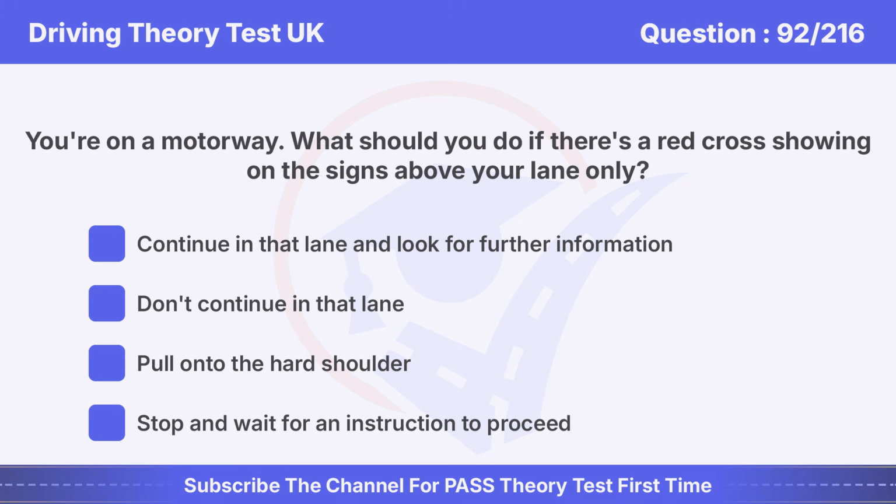Question 92. You're on a motorway. What should you do if there's a red cross showing on the signs above your lane only?